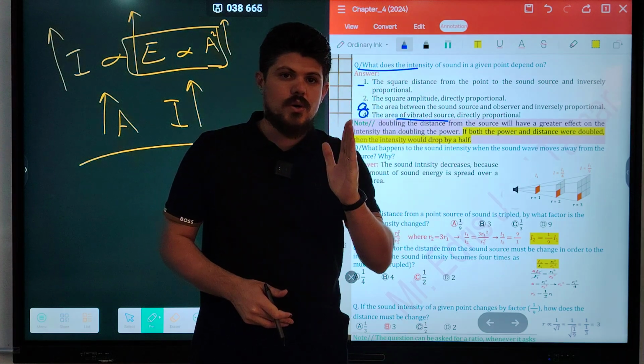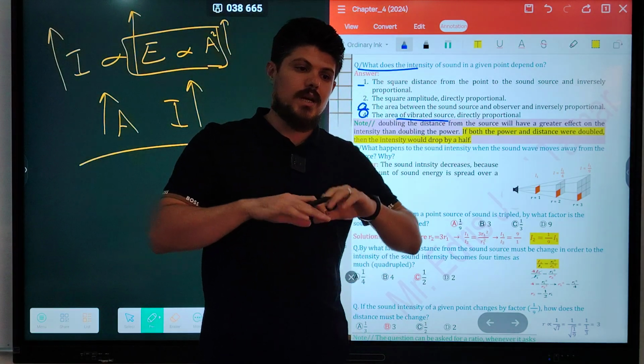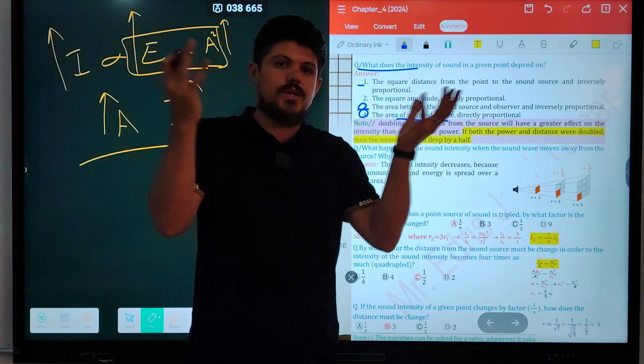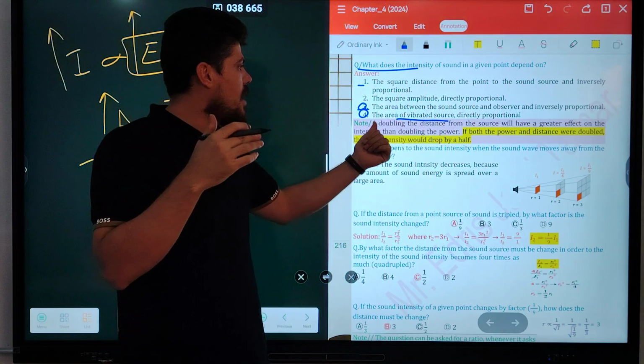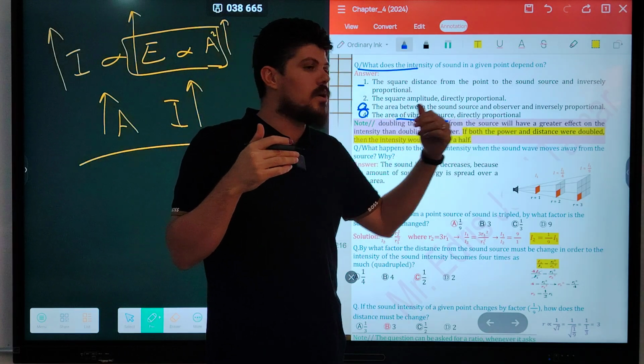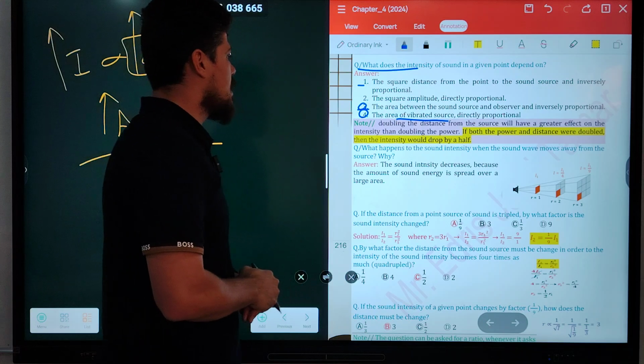The vibrated source is directly proportional to the intensity of the sound. As this vibrated source increases, the intensity of sound also increases. But the area between the sound source and the observer is inversely proportional. More area has less intensity.